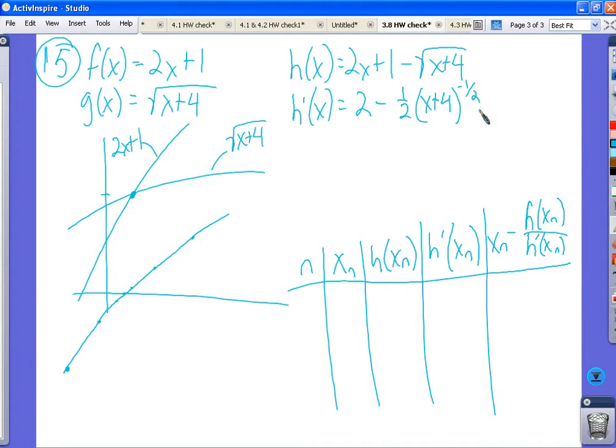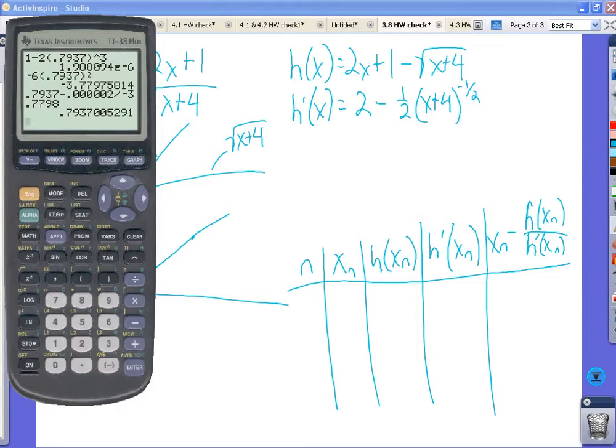So let's do this a little faster. Instead of entering h of x and h prime of x every time, I know that this is going to be something I do over and over and over, repeated iterations of this thing. So let's put that in the calculator just the way it looks. Some number is going to be plugged in for x, and then some number is going to get plugged into h of x, and there's h of x, and that's going to be the numerator of my fraction. So we'll have 2 times x, plus 1, minus the square root of x plus 4.